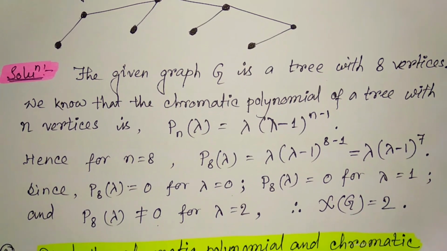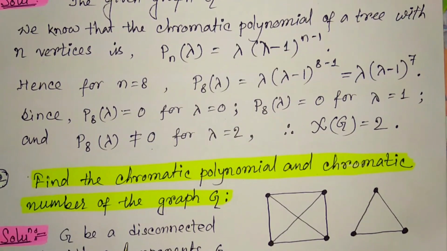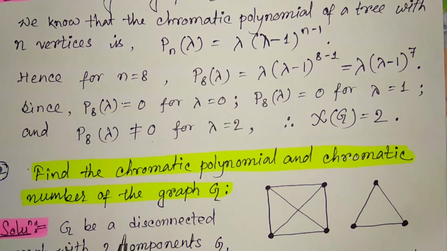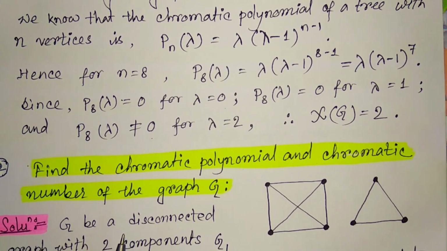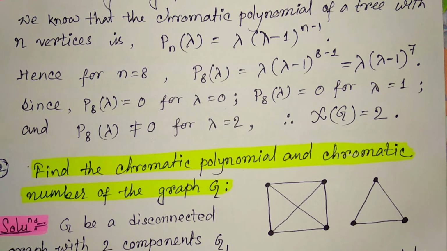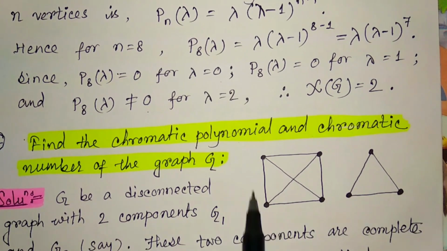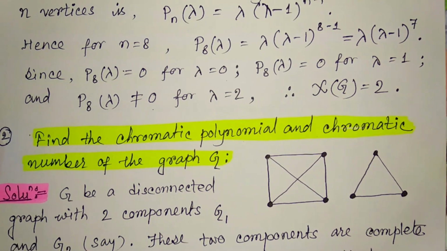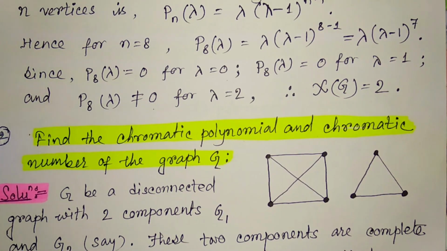Next, it is the second question, and the question is, find the chromatic polynomial and the chromatic number of this graph. So this one is a given graph, and we are supposed to find the chromatic polynomial for this one and then the chromatic number also. So just look, this one is not a connected graph. Till now, whatever graphs we were dealing with were all connected graphs. But here the given graph is a disconnected graph.